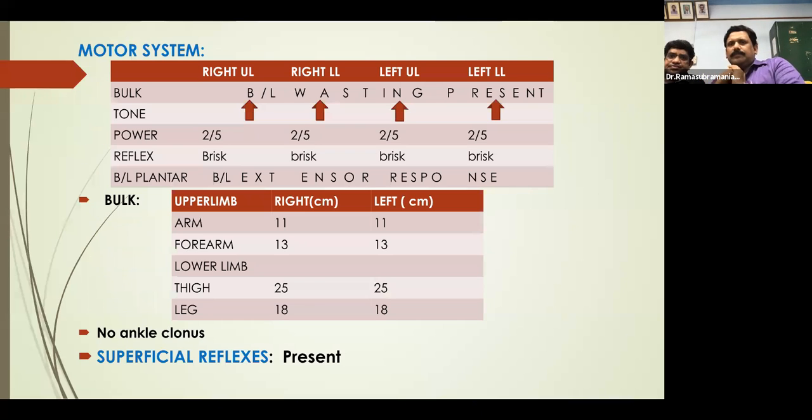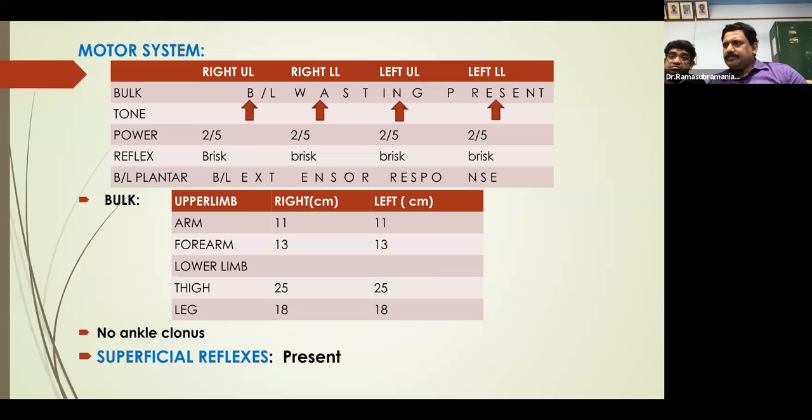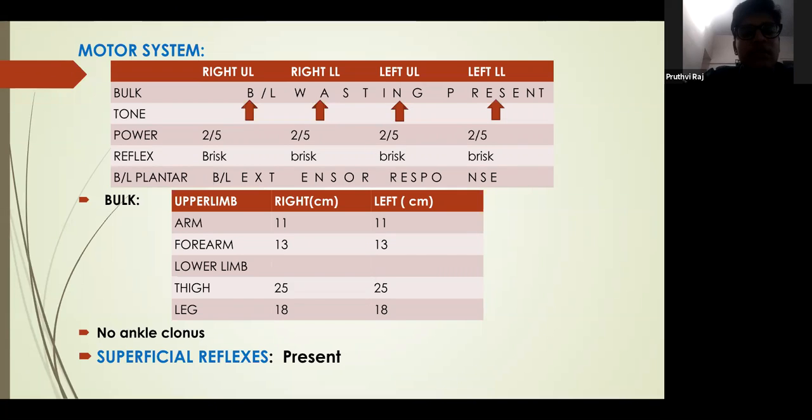Motor system, bulk. Upper limb, arm right side 11 centimeters, left side 11 centimeters, forearm 13 centimeters on the right side, left side 13 centimeters. Lower limb, thigh right 25 centimeters and left 25 centimeters, leg right side 18 centimeters and left side 18 centimeters. Tone is increased in all four limbs, sir. Power is 2/5 in all four limbs. Reflexes are brisk and bilateral plantars are extensor, sir. No ankle clonus and superficial reflexes are present, sir.